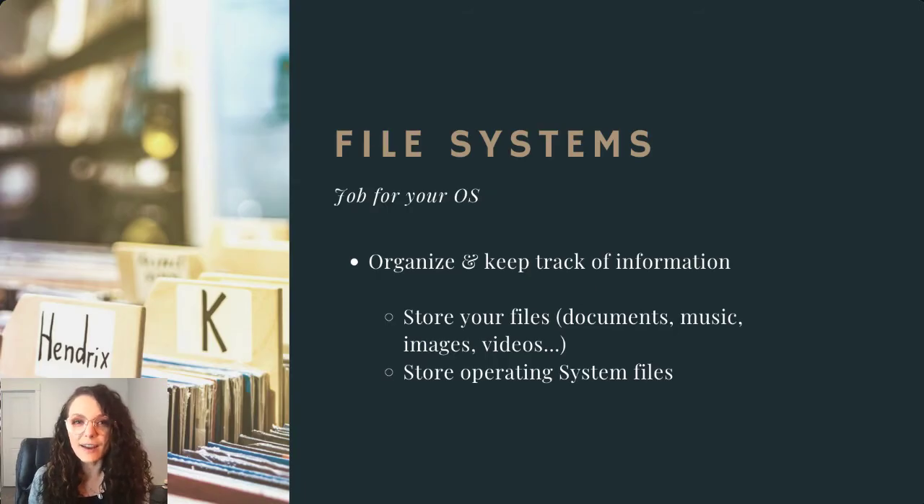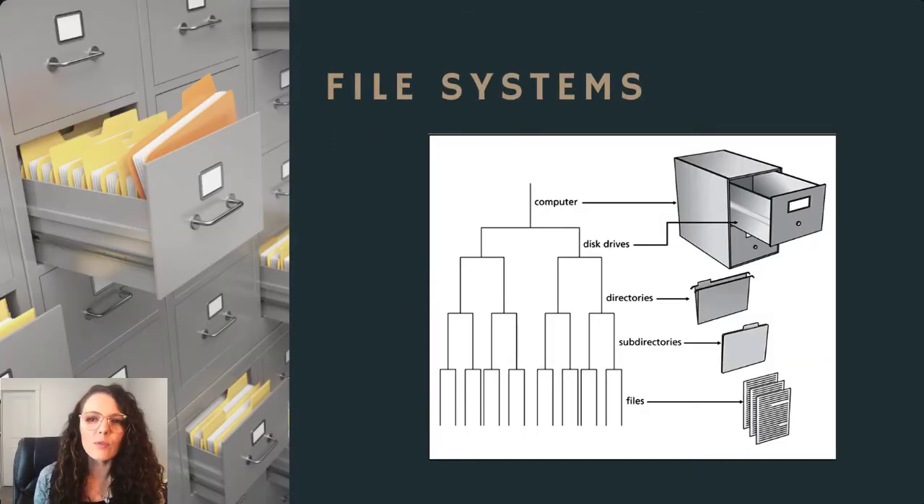So what is a file system? Well, first of all, one job of your operating system is to manage your file system. It organizes and keeps track of all of your data. And when we say managing, we mean storing your files, keeping track of them, your documents, your music, your homework assignments, all of the different things that go along with your files in your filing system. And then also the files that go along with your operating system. So your computer has a ton of files that it uses that you will rarely see or know very much about, most likely.